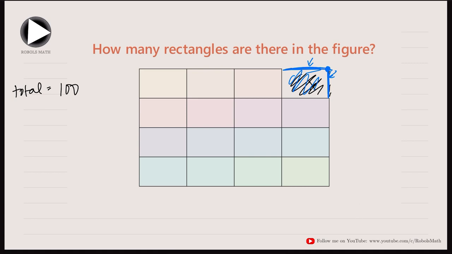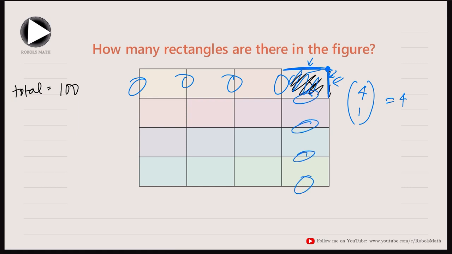So basically now we're only looking at finding the number of bars, or vertical bars, that will enclose this one. So basically we're choosing from here, from here, from here, from here. So that's 4 taken 1, which is simply equal to 4. For the horizontal bars, we're choosing from these 4 as well. That's 4 taken 1 as well.